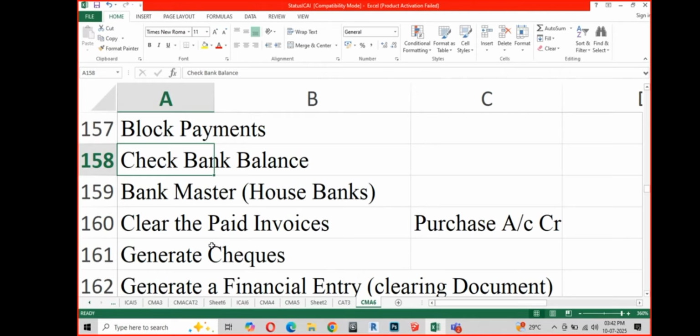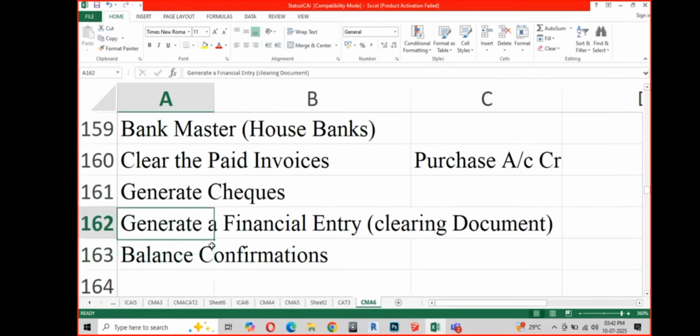Now, it should also generate a financial entry in the form of a clearing document. It should also generate an entry which nullifies the invoices which are due for payment. So the purchase account got a debit. Now, after successfully executing the payment program, the purchase account must be credited.